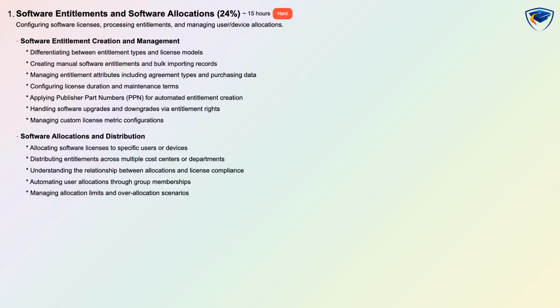The syllabus covers manual entitlement creation, bulk imports, applying publisher part numbers for automated entitlement creation, and handling upgrades and downgrades through entitlement rights. You will also master allocating entitlements to users and devices, distributing licenses across cost centers, automating allocations through groups, and managing allocation limits and over-allocation scenarios.